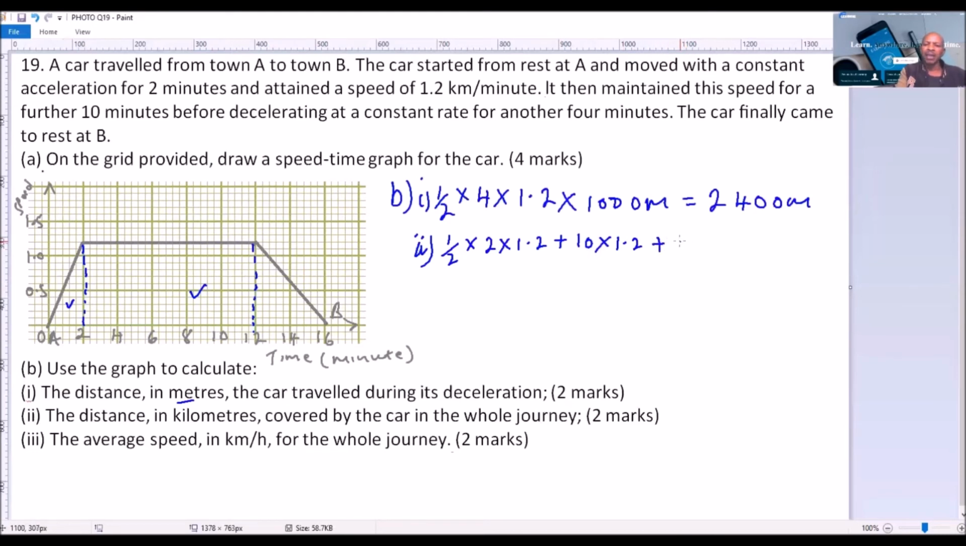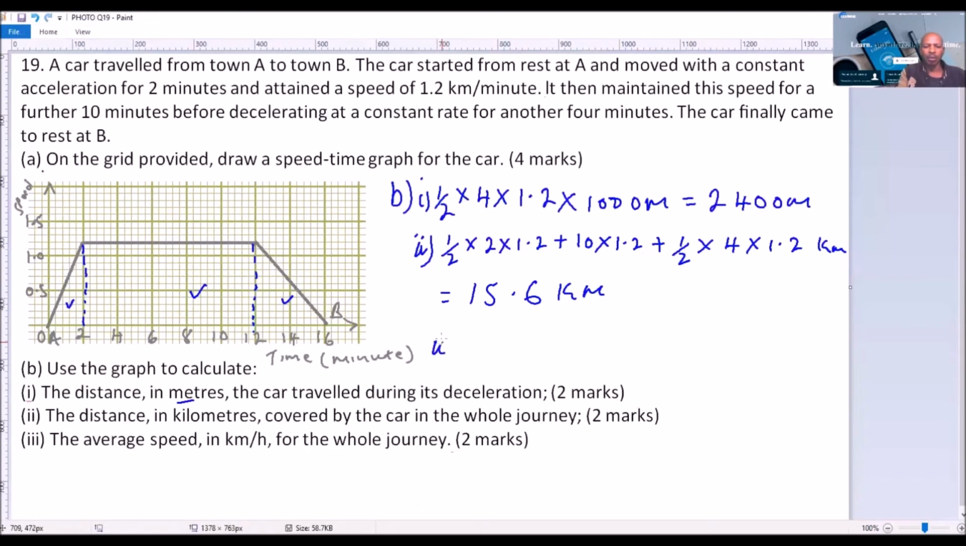The area of the rectangle, the length is 10, and the width is 1.2, and we add 2. The area of the other triangle is a half, multiplied by this triangle here, a half base is 4, and the height is 1.2, and this should be in kilometers. You can simplify here by dividing by 2, or you can just use your calculator, and you should be able to get 15.6 kilometers. That is distance, so that is kilometers.